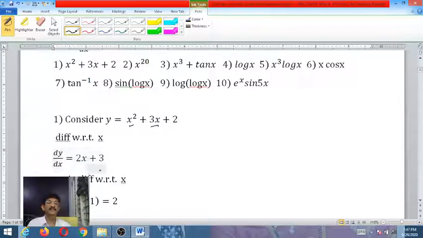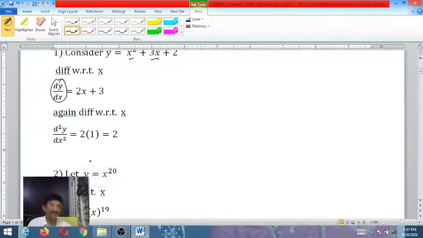Can we differentiate this again? Yes, again differentiate with respect to x. Here this is dy by dx. If you differentiate this again, we get d square y by dx square, which is equal to 2 into the derivative of x, which is 1, and for 3 it is 0. So 2 into 1 is 2.